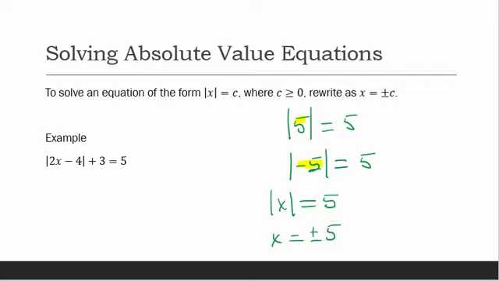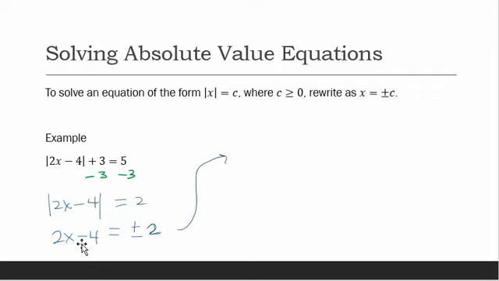Using that same idea, I want to isolate the absolute value in this example. So we'll subtract 3 from each side of the equation. We get absolute value of 2x minus 4 is equal to 2. And now we'll take this inside expression, 2x minus 4, and set it equal to plus or minus that constant, so plus or minus 2. Add 4 to each side, and we get 2x is equal to 4 plus or minus 2, and then divide by 2.